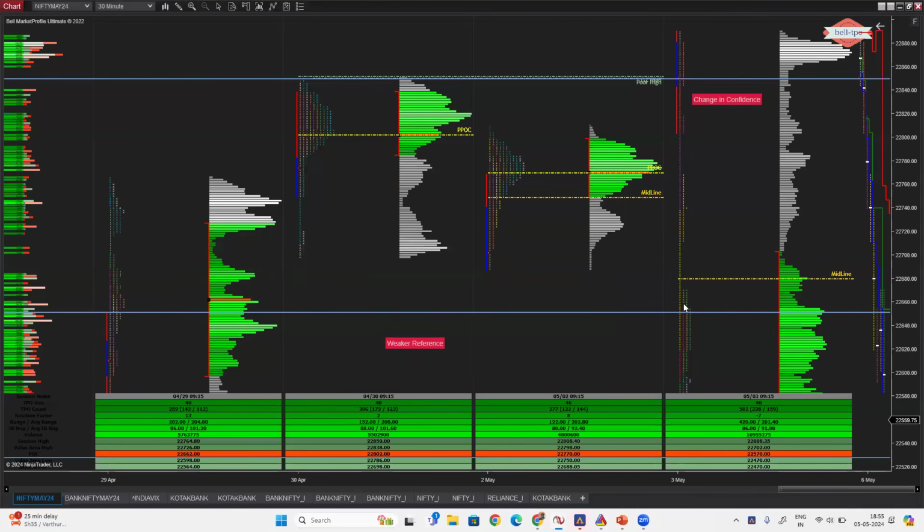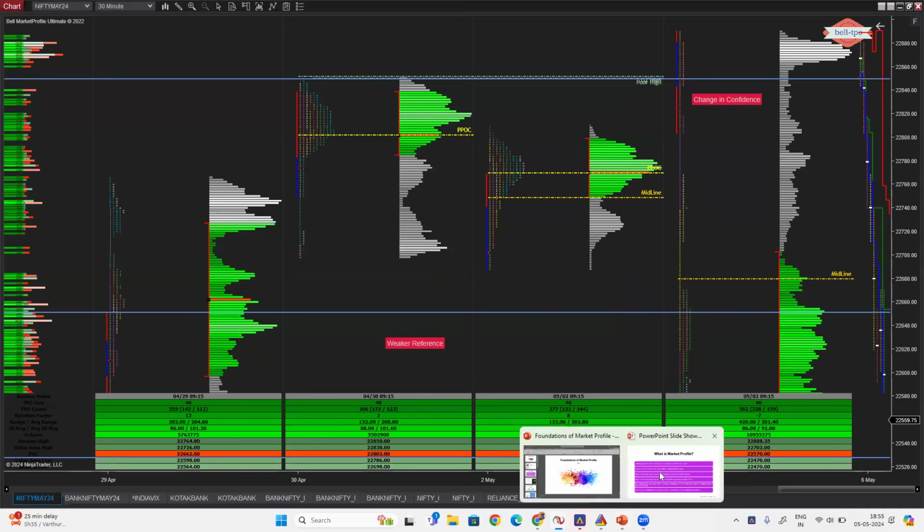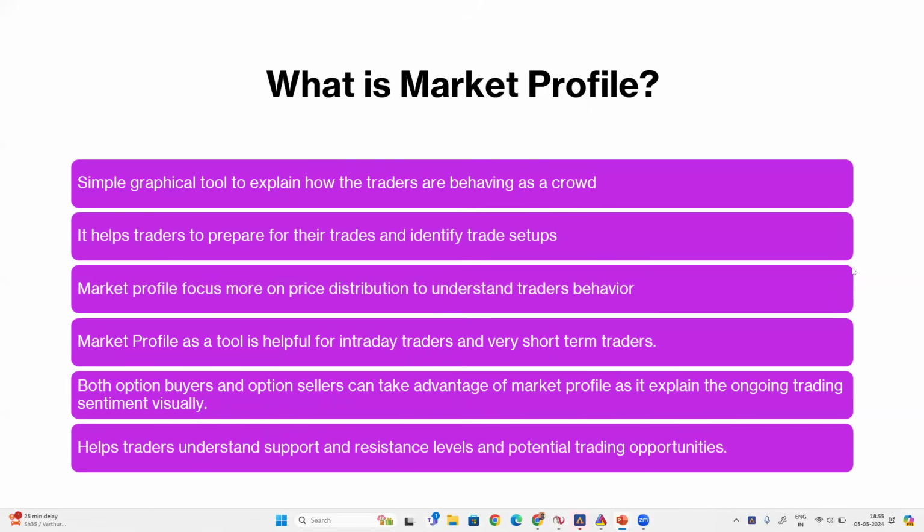And there are a lot more things we have to carry forward. I'll tell you later on what we should look at that. Before that, we'll get into some of the very basics of market profile here. So basically, the whole idea of what I'm trying to demonstrate here is what kind of context you can understand from the market profile.